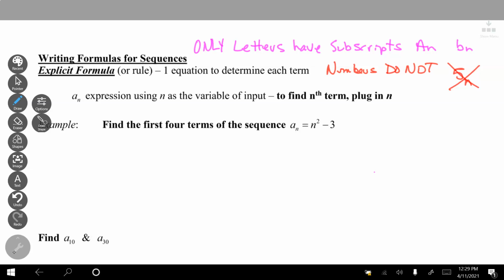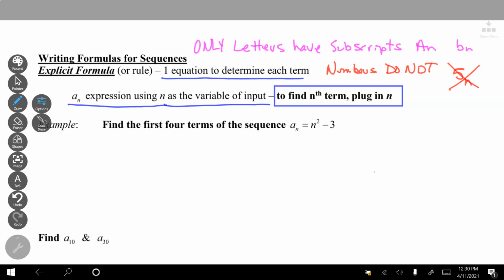So there's one way to write things, called an explicit formula. An explicit formula is just one equation, and I can determine each term from that equation. It's a formula that just uses the letter n as the variable. So when I want to find terms, I'm just going to plug in n. This is basically very similar to doing f of a number. If I say find f of 5, you plug in 5. Well, when I want to find the first term, I'm going to plug in 1. When I want to find the second term, I'm going to plug in 2. And so on and so forth.